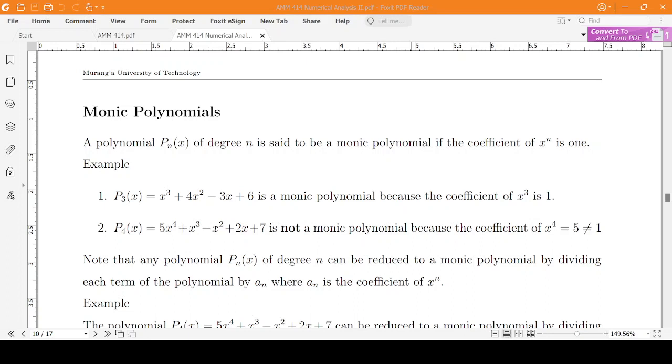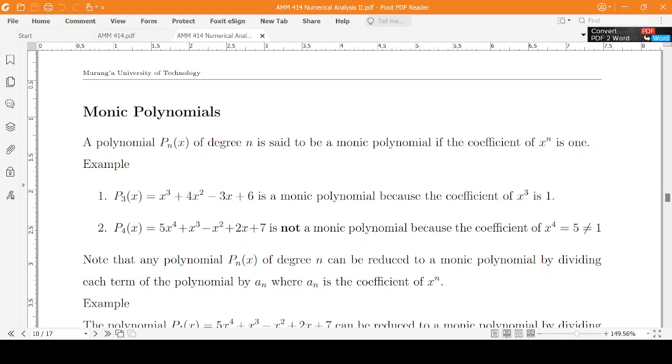So in this lesson, I'm going to talk about monic polynomials. So what do we mean by a monic polynomial? Now, a polynomial of degree n is said to be monic if the coefficient of x power n is 1.